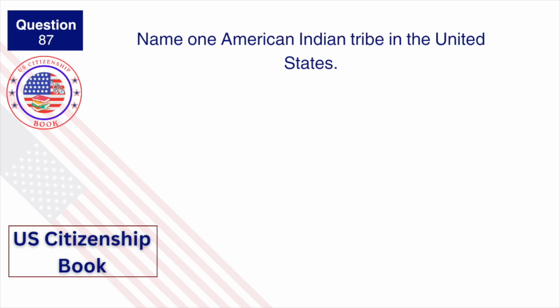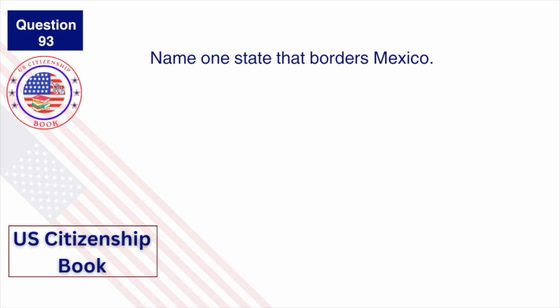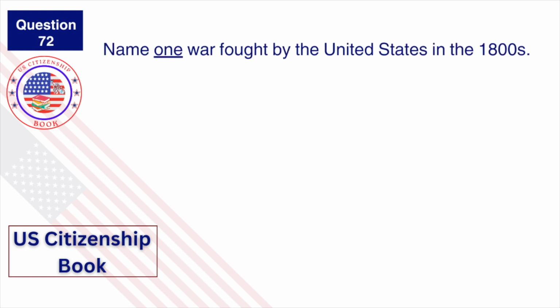Name one American Indian tribe in the United States. Cherokee. Name one state that borders Mexico. California. Name one war fought by the United States in the 1800s. Civil War.